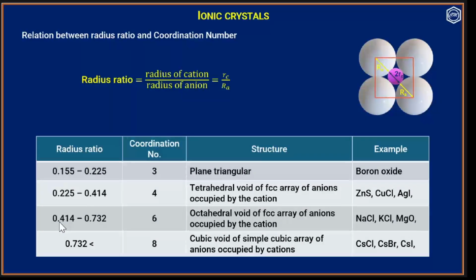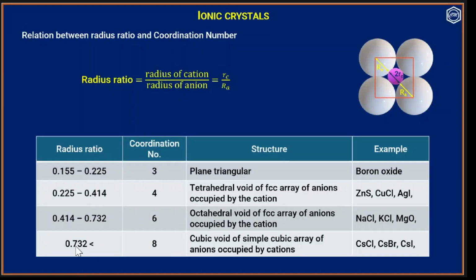If the ratio is between 0.414 and 0.732, the coordination number is 6 and the probable structure is octahedral void of FCC array of anions occupied by cation. Examples are sodium chloride, potassium chloride, magnesium oxide, etc.